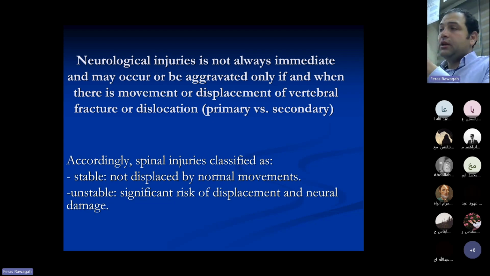What is the philosophy of the treatment of any trauma patient? The general philosophy is to prevent the secondary damage, because the primary damage already happened at the scene. At the time of the injury, the primary damage happened, while our main aim of treatment is to prevent the secondary injury.